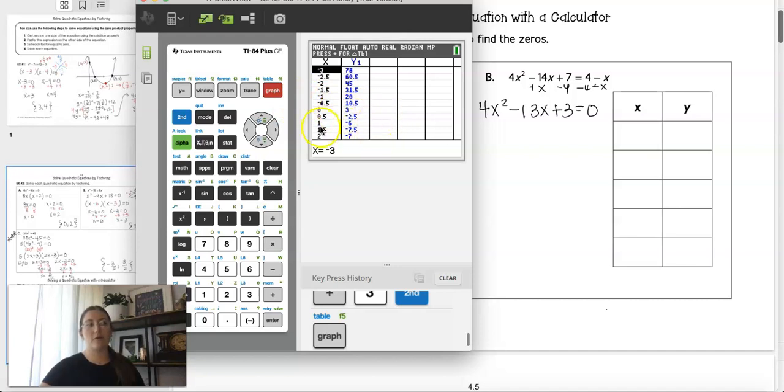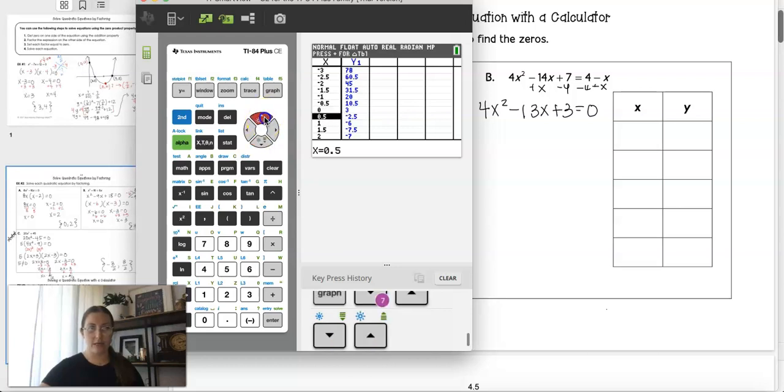Remember, I am looking for the zeros. So notice right here between -1/2 and 0, oh, just kidding, 0 and +1/2, between these two numbers it went from a positive to a negative. So I know there's a 0 between 0 and 1/2. And then let's find that other 0. And there's my other 0, at 3, 0.